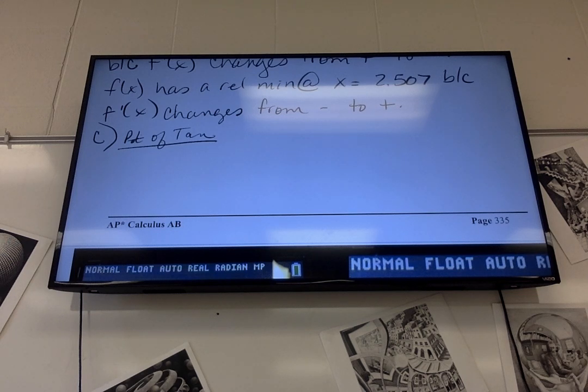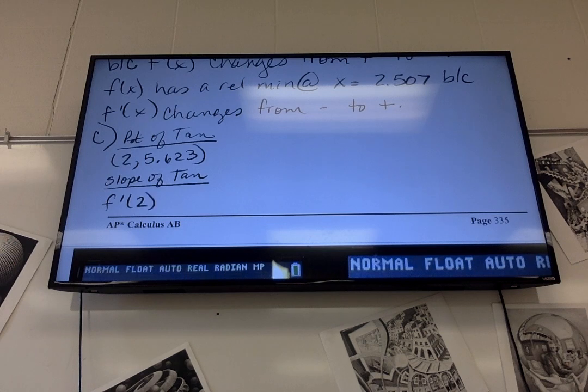Okay, so point of tangency. We have that given to us. It was up at the top. It was 2 and 5.623. Slope of tangency, we don't have that, but we can figure it out. Slope of tangency is f prime of 2, which is plugging it into this equation.